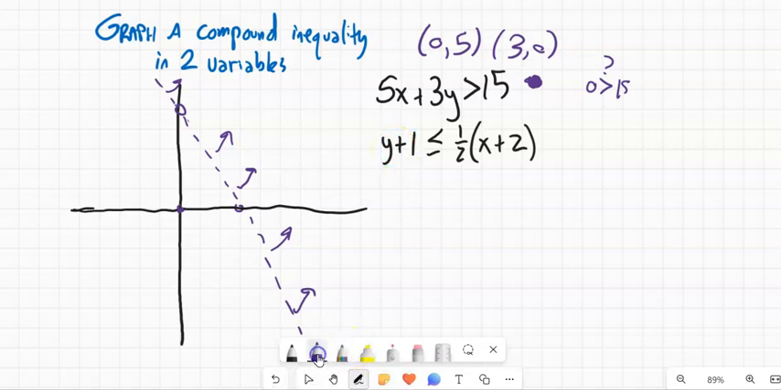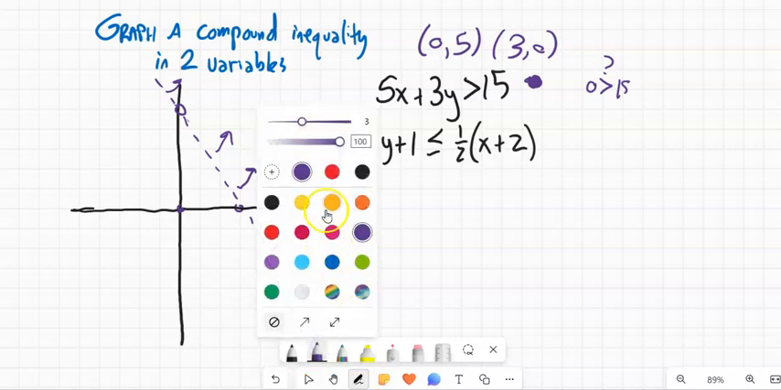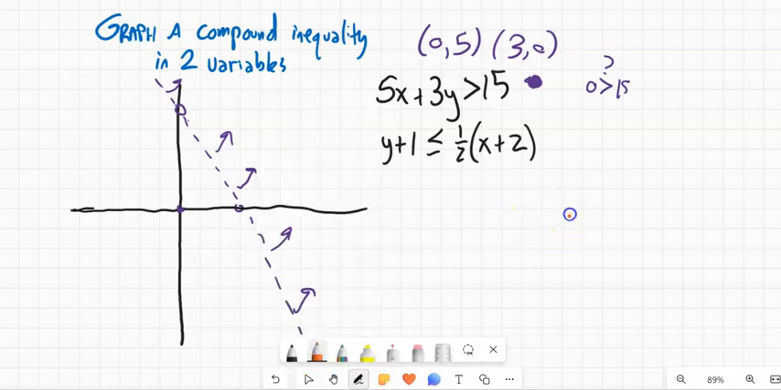So I'll change the color and do this one maybe in this color. I didn't pick these to go together. This is in point-slope form. So this goes through the point (-2, -1), and it has a slope of 1/2. So (-2, -1) is here. Slope of 1/2 would be over 2, up 1. And it is less than or equal to, so I can use a solid line because the boundary is part of the solution.